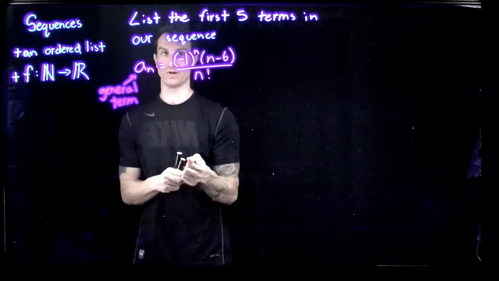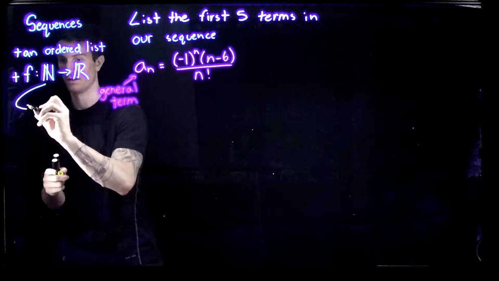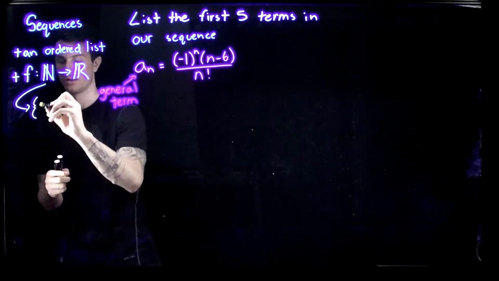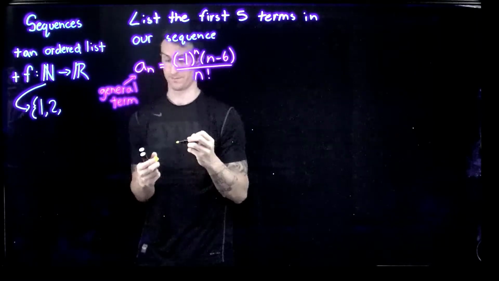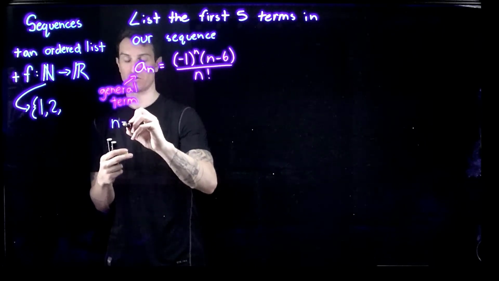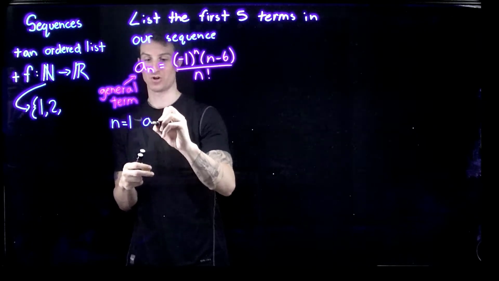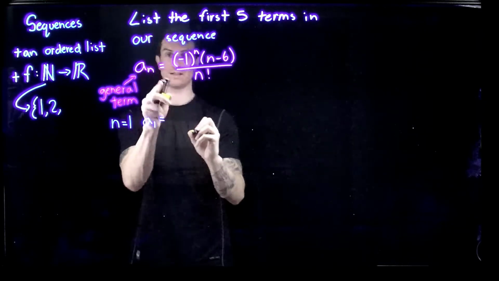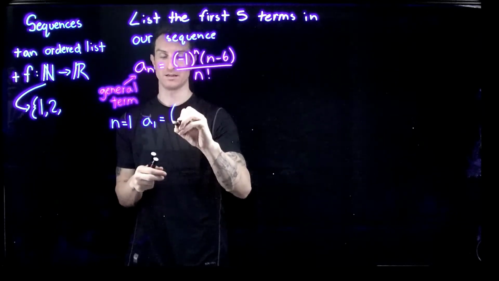So let's walk through it. As a reminder, the natural numbers start at 1 and keep going, just our counting numbers. And so for our first thing, we'll ask, what is going to be in the first position of our ordered list? Well, that means I need to plug in 1 and I would get my term a sub 1. So anytime I see an n, I'm just going to replace it with a 1.